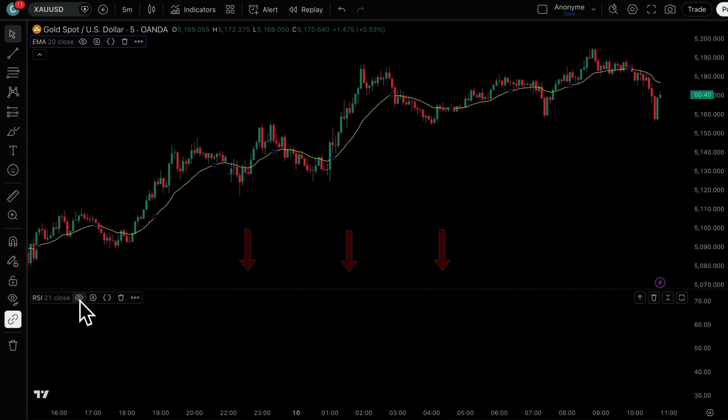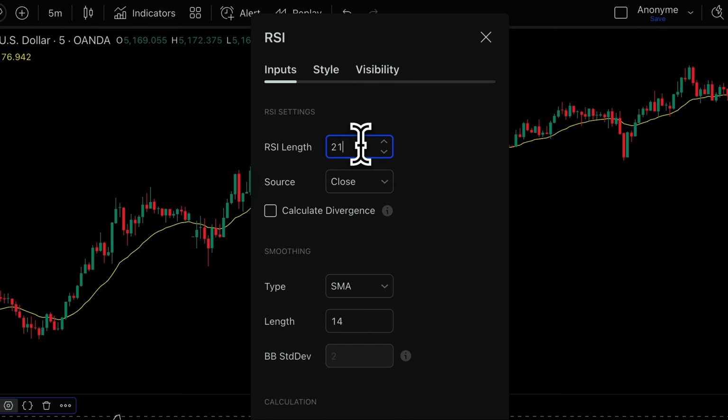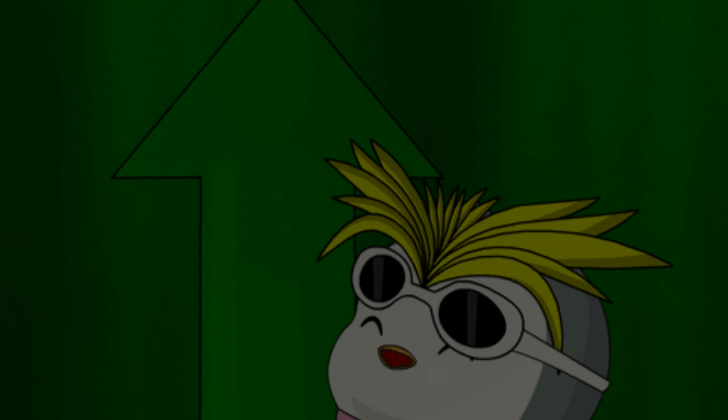Second indicator, the RSI. Go into the settings and select 21 periods. With 21 periods, I assure you it is much more effective, especially for the strategy I'm sharing with you today.